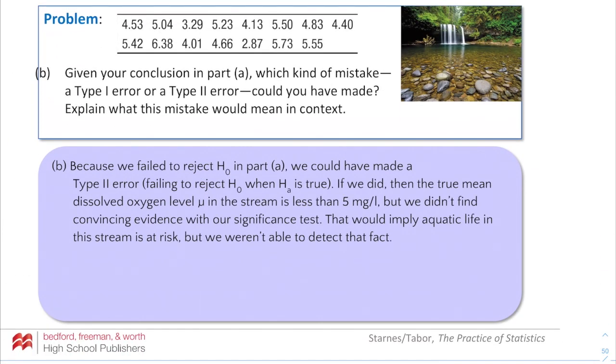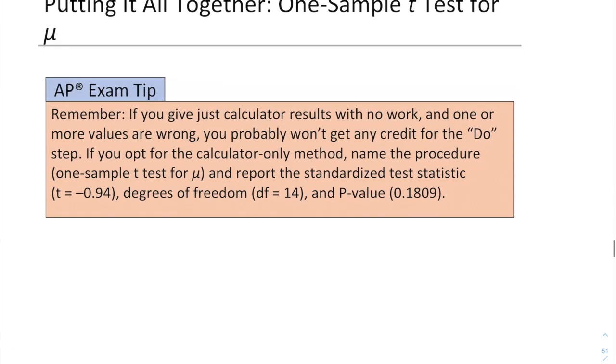So part B, it says, given your conclusion in part A, which kind of mistake, type 1 or type 2 error, could have been made? Explain what this mistake would mean in context. So because we failed to reject it, we could have made a type 2 error, meaning that the alternative was actually true. If we did, then the true mean dissolved oxygen level in the stream is less than 5, but we didn't find convincing evidence in our significance test. This would imply aquatic life in the stream is at risk, but we weren't able to detect that fact.